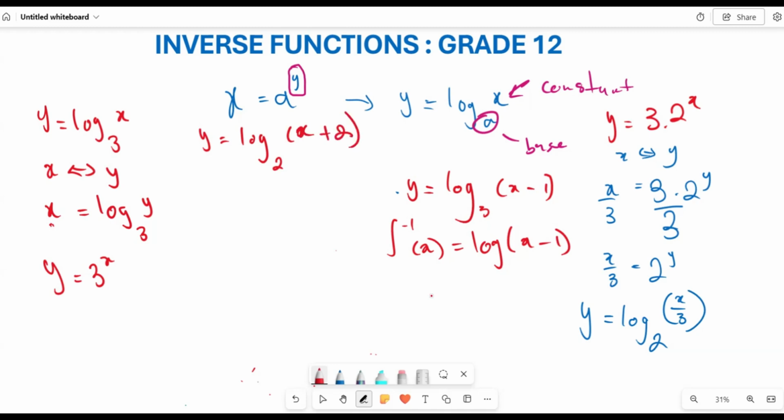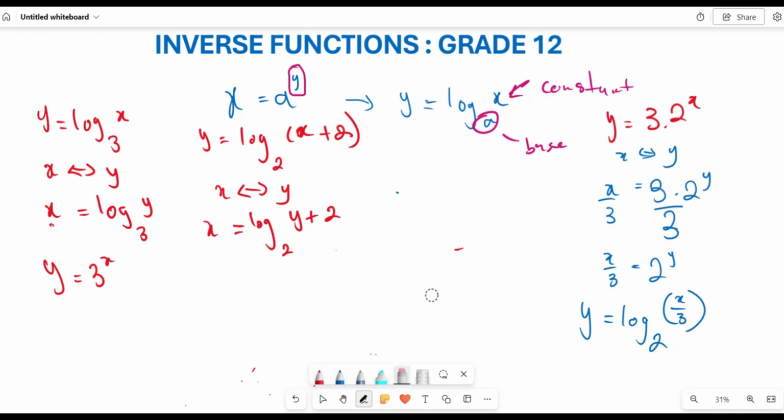Now, what is the first thing you are going to do from here? I want you to look at this carefully. You are going to start by interchanging your x and your y. How are you going to do that? x is equal to log base 2 of y plus 2. Are we together?